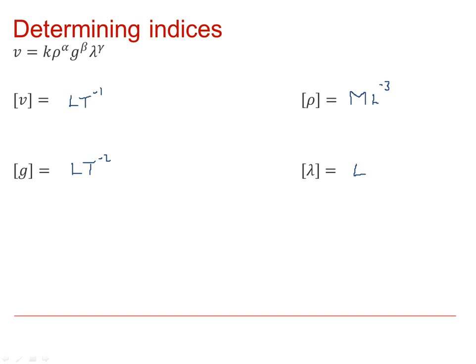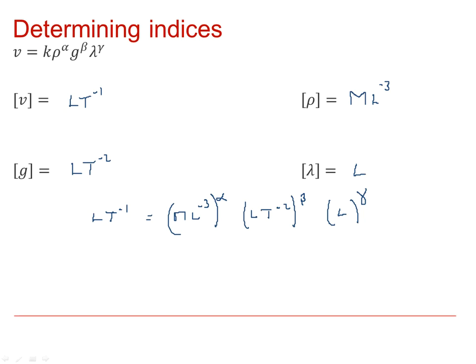So now if we look at our equation, we can see that on the left hand side we've got the velocity, so the dimensions on the left hand side are LT to the minus 1, and on the right hand side we've got rho, ML to the minus 3 to some power alpha, g, the acceleration, so LT to the minus 2 to some power which is beta, and then finally a length to the power gamma.